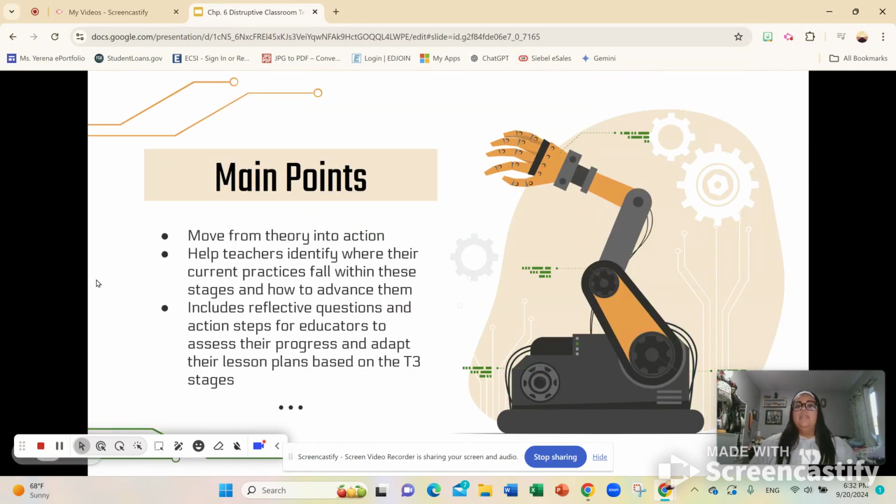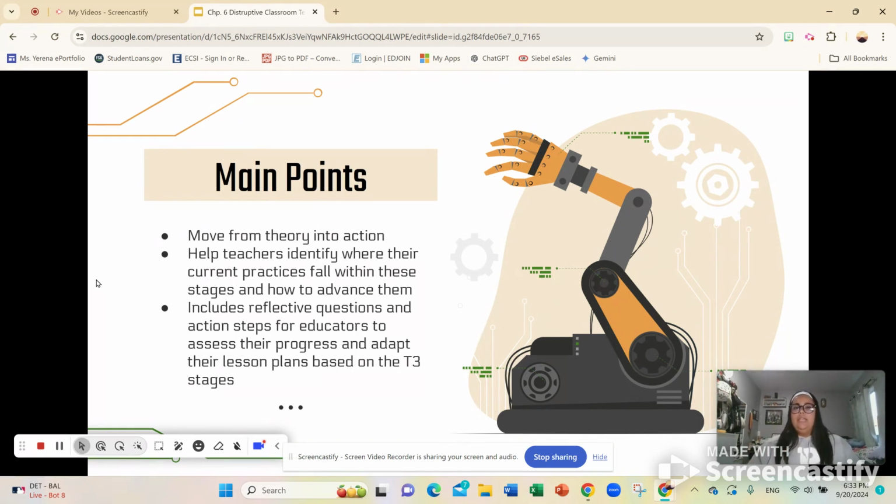The main point of this chapter, the big idea of chapter 6, is that it describes and discusses how an individual may choose to apply the T3 framework, essentially putting the framework into use, which is what the subtitle of this chapter is. It gives opportunities and resources for teachers and evaluators to self-assess, plan, and evaluate. Again, the three steps that we will be talking about today.